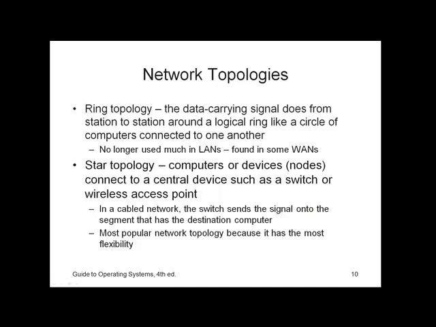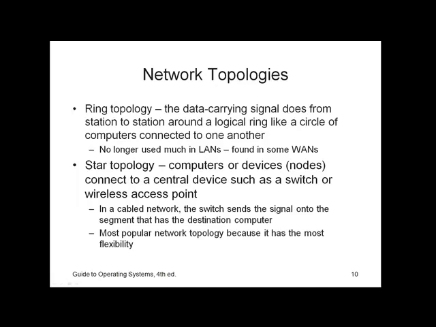A ring topology is a little different. The data carrying the signal goes from one station to another station around a logical ring, like a circle of computers connected to one another. We usually don't think of ring topologies much being used in LANs, though we do find some in some larger WANs.